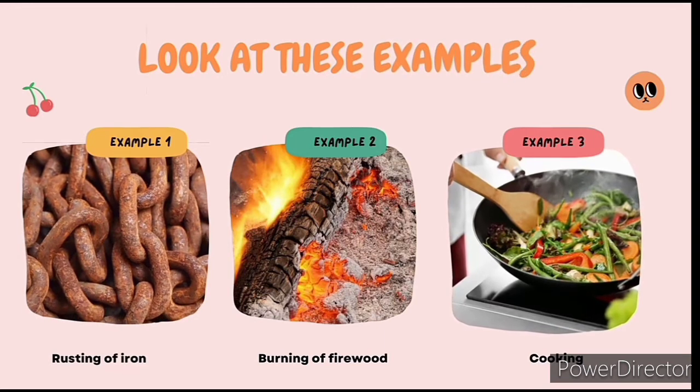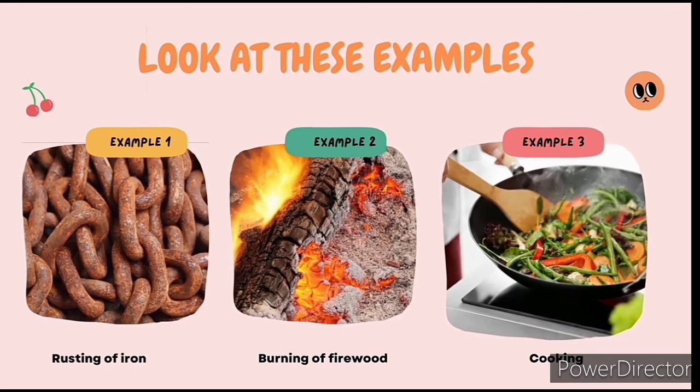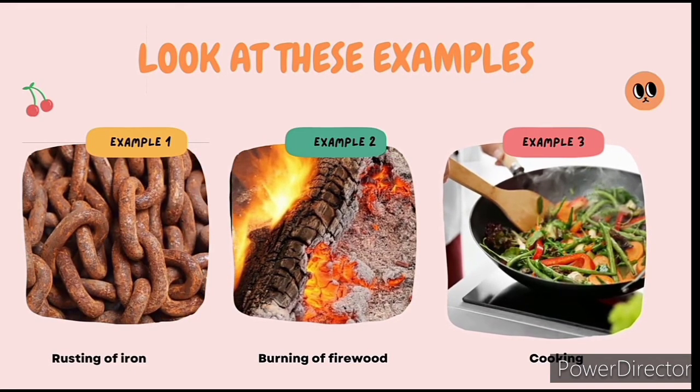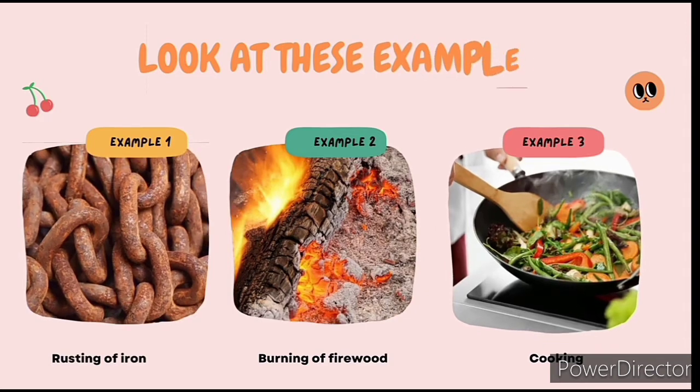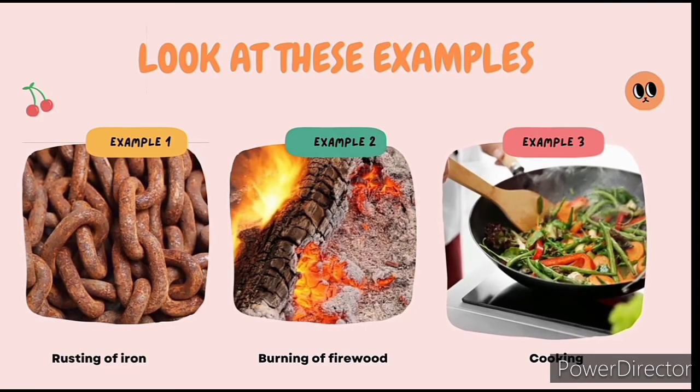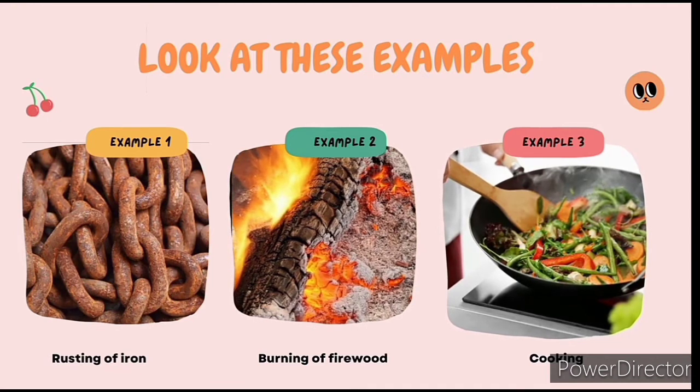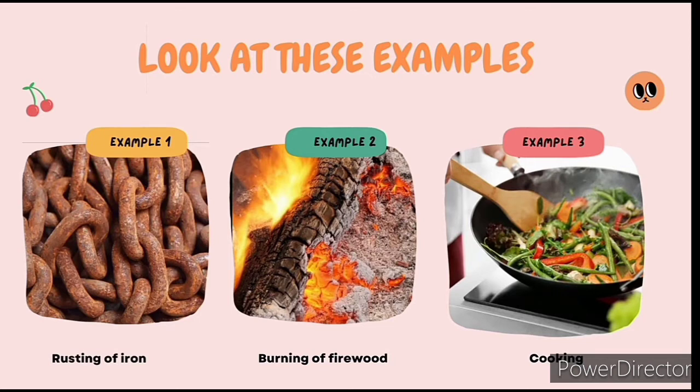We'll be looking at some common examples around us about chemical change. We'll be looking at rusting of iron. Once an iron begins to rust, it is very difficult to take it back to its original state. Burning of firewood. When the firewood turns into ash, you cannot change the ashes back into the firewood. Cooking. Now, cooking involves so many processes. By the time you mix these ingredients together, it will be very difficult to get each of the ingredients back to its original state.